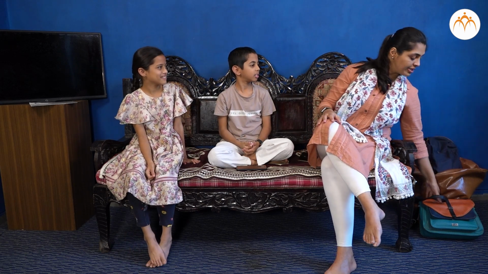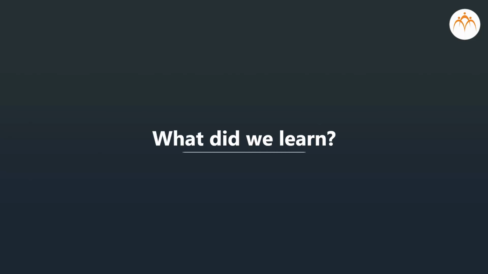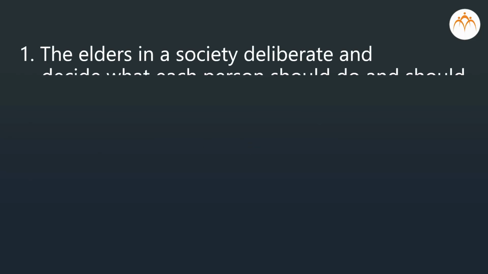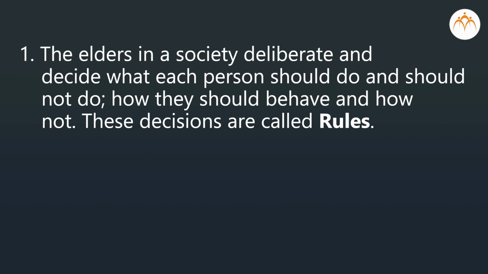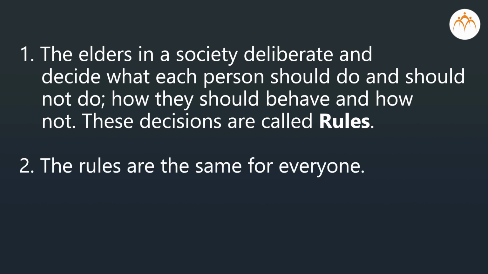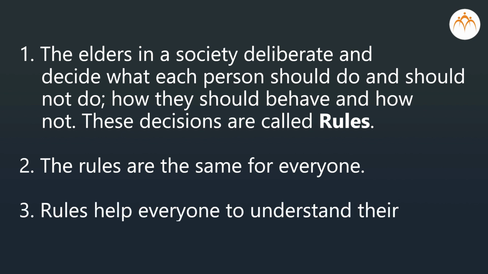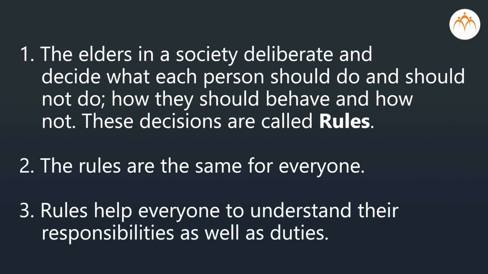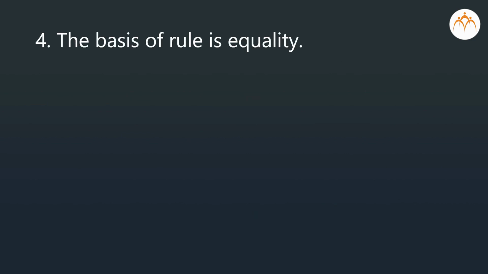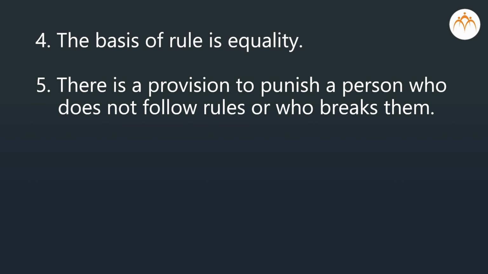And just now, we have learned that one must report on time. Right? What did we learn? The elders in a society deliberate and decide what each person should do or not do, how they should behave or how not. These decisions are called rules. The rules are the same for everyone. Rules help everyone to understand their responsibilities as well as their duties. The basis of rules is equality. There is a provision to punish a person who does not follow rules, who breaks them.